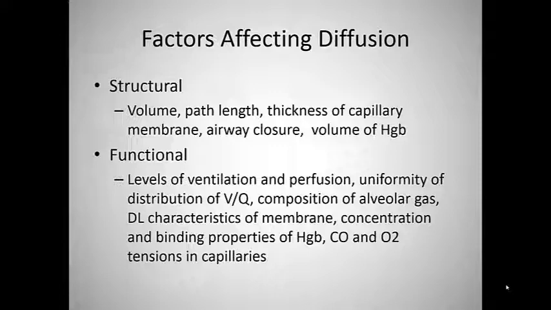Now, what are some of the factors that affect diffusing capacity? The volume of the lung itself, which we talked about in the original equations. The path length it has to go through, the thickness of the capillary membrane, airway closure, volume of hemoglobin. Those are some of the structural things. There are a lot of functional things that can affect diffusion too: levels of ventilation perfusion, the uniformity of the distribution of ventilation perfusion, the composition of alveolar gases, diffusion characteristics of the membrane itself, concentration and binding properties of hemoglobin, and the CO and oxygen tensions in the capillaries.